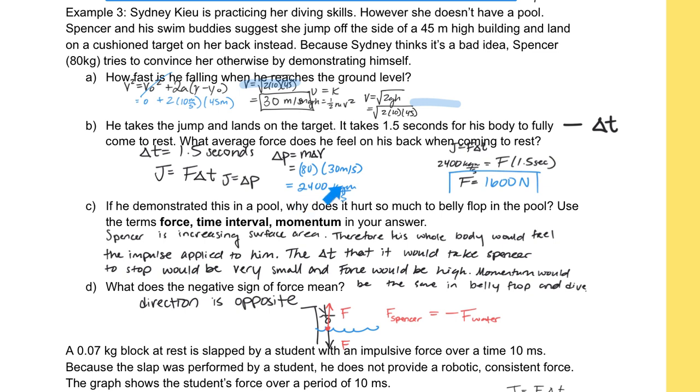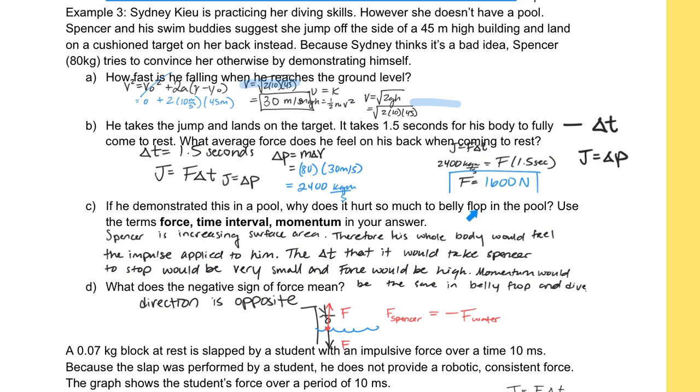We know if you want to find force, then we have to use J equals F delta t. J is going to be 2400 because J will equal the change in p. Then if we want to find force, we just algebraically solve for it, and it's 1600 newtons.